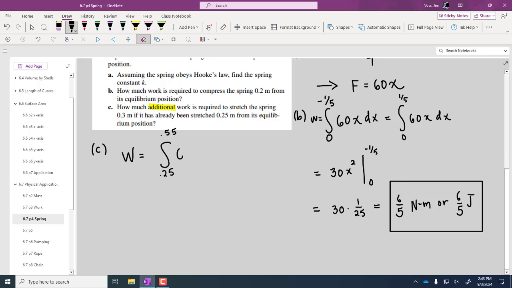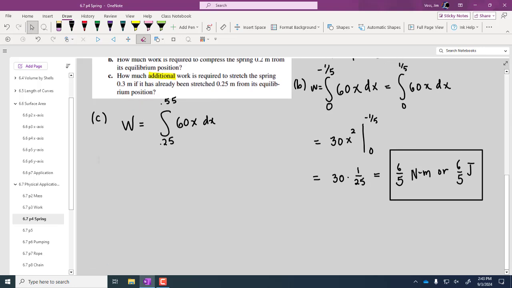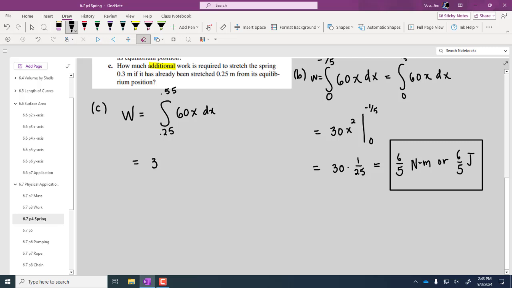We have the same forcing function, same spring. So that's what that integral will look like. That's going to represent the additional work, starting at 0.25 and moving 0.3 more. So that's going to be the integral we want to solve. And once again, the antiderivative is going to be 30x squared. It's usually best to go to fractions and not be dealing with decimals. So I'm going to go to 1/4, and up here, 55 hundredths. If we divide out a 5, we get 11/20.